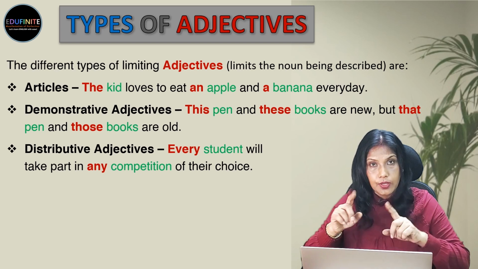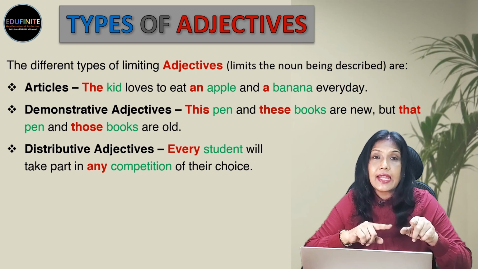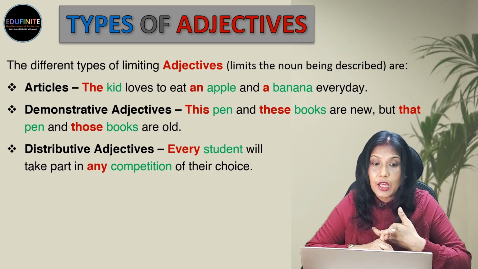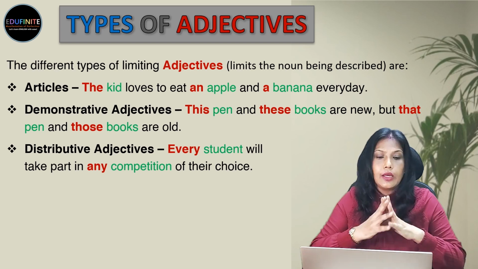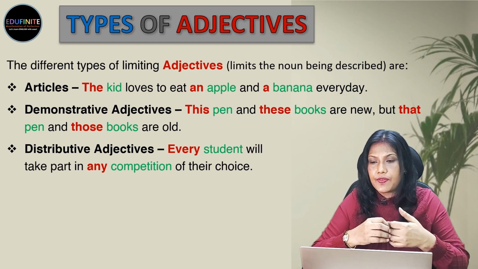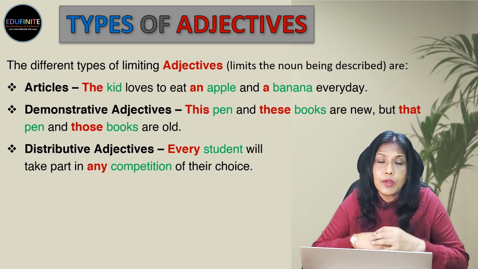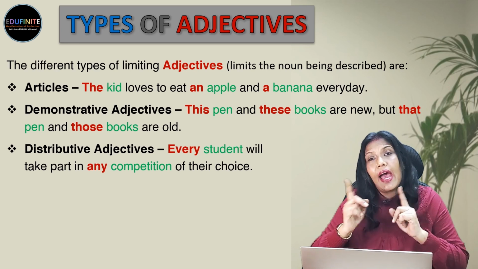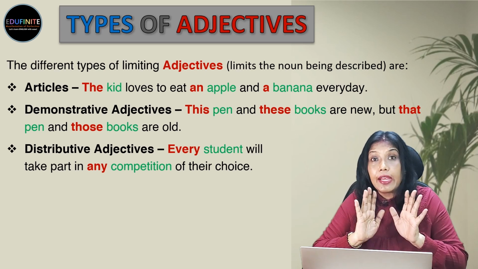So every student, every is modifying student, which is a noun, and any is modifying competition. Again, competition is a noun. So every and any, both are distributive adjectives. Now, again, since we also have distributive pronouns, and these words, whichever we have said, each, every, either, neither, they also play the role of distributive pronoun. Again, the difference is when they are playing the role of an adjective, they'll have a noun beside them. And when they'll be playing the role of a distributive pronoun, they will not have any noun beside them.